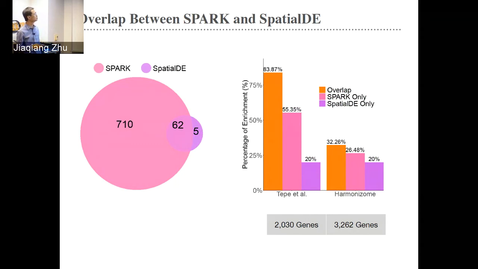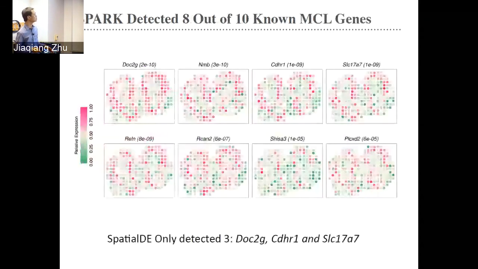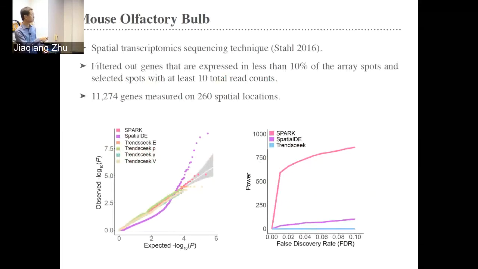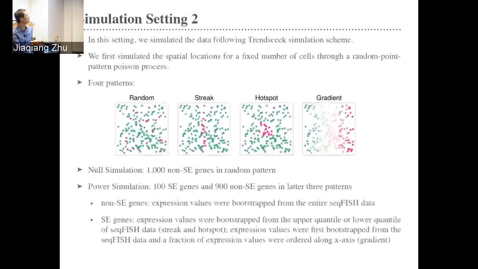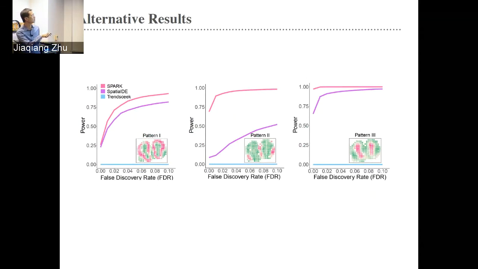I think I didn't list the results here. When the gene expression is sparse, actually Spark is much more powerful than other methods. And that's actually, I think, different. So in these results, Spark is very powerful, much more powerful. And in the seqFISH simulation setting one, I think the difference in the power is large.